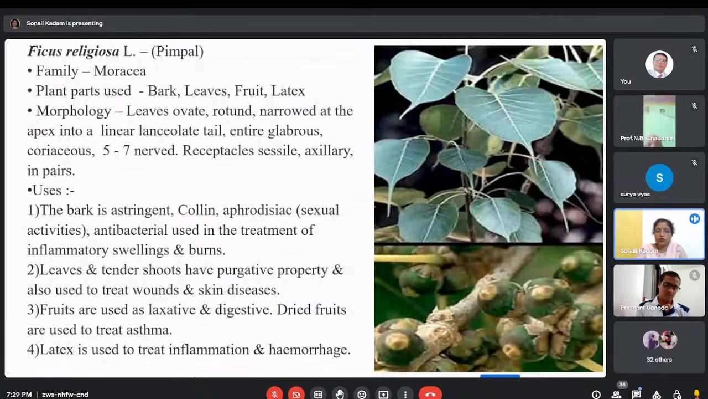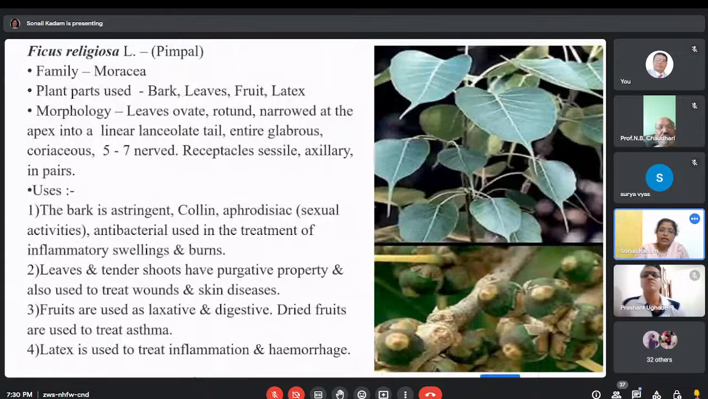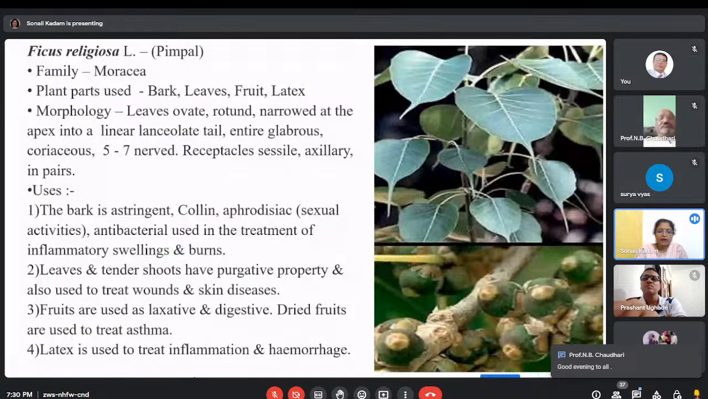The leaves and the shoots are used for the purgative property. Then the fruits are laxative and digestive. If you eat the fruits of this pimple plant, they are tasty enough, and they are used to treat asthma.